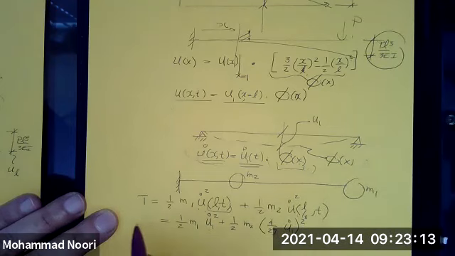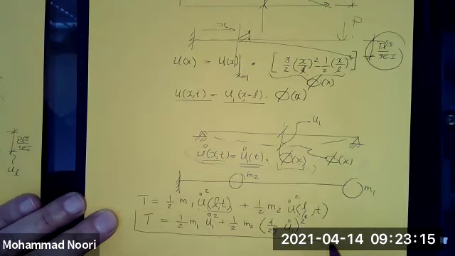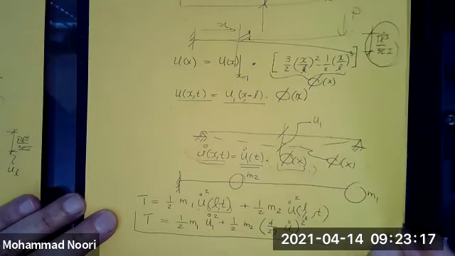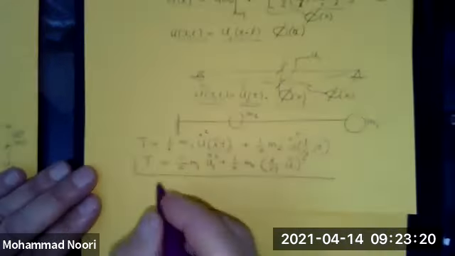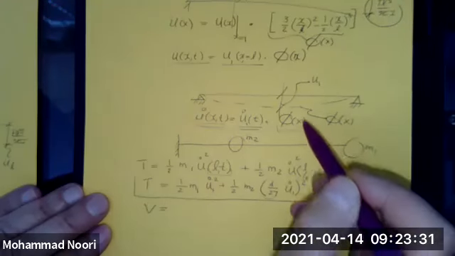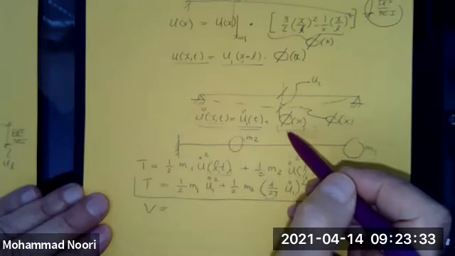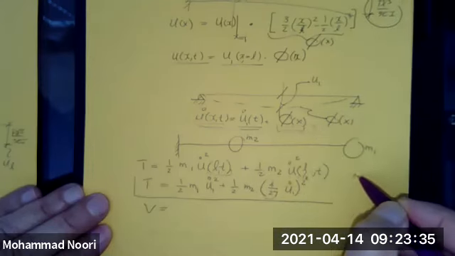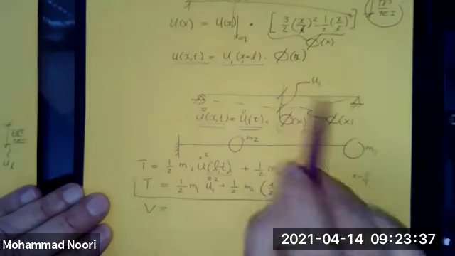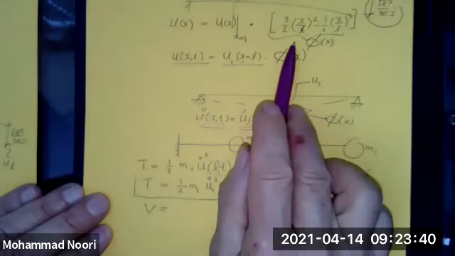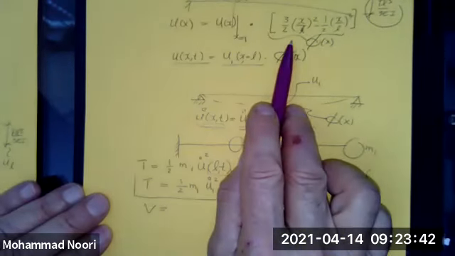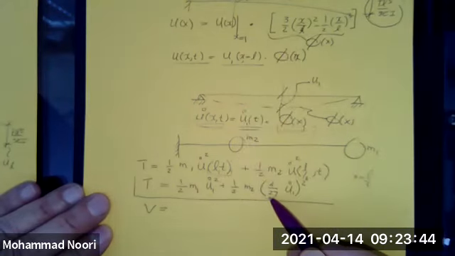Okay, so this is the kinetic energy. How about the potential energy? Professor? Yes? Above, the 4/27, is that phi? 4/27 is phi of x evaluated at x equal to L over 3. If you substitute L over 3 in this equation, that would become 4 over 27.